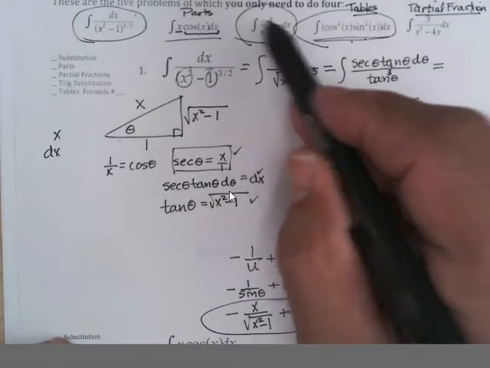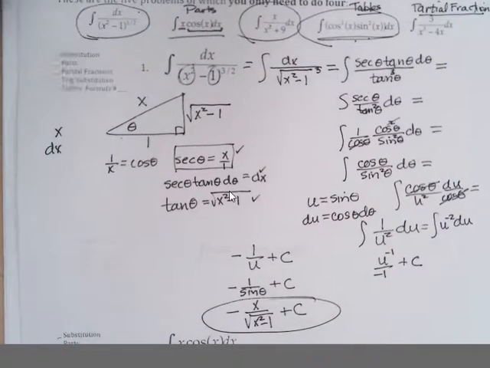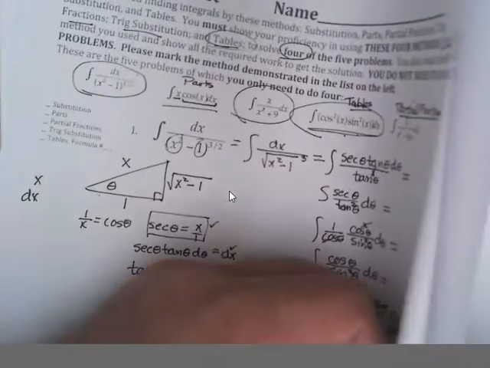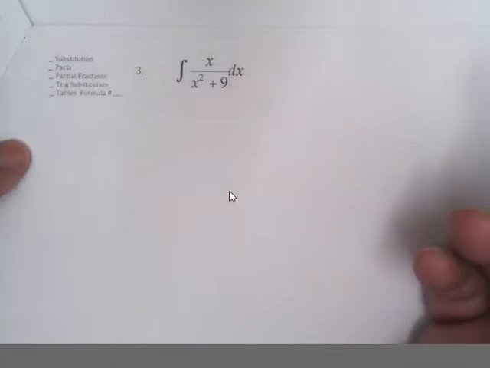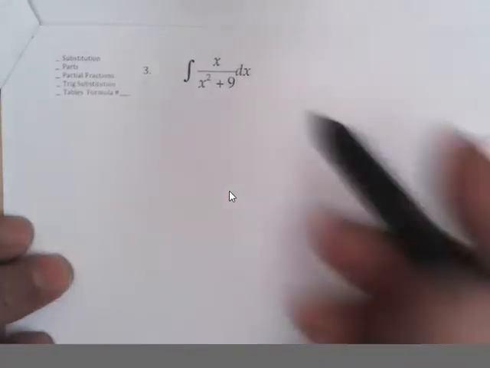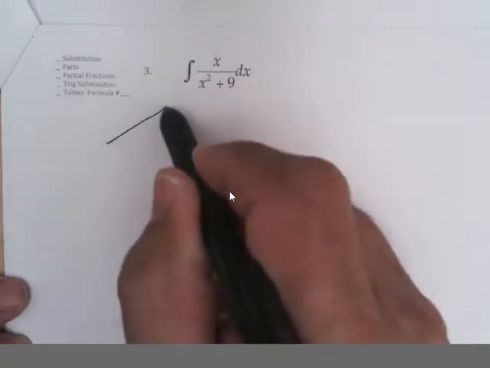Now we could have done trig sub on this one, so I'm going to go to it and do trig sub on the x over x squared plus 9. This one is really easy to do with substitution. You'll let u be x squared plus 9, and you can do it. But I didn't ask you to show me using the u sub. I want you to show me that you know how to do trig sub.